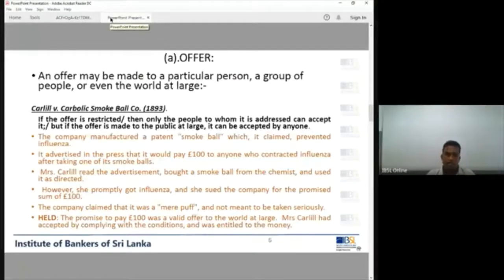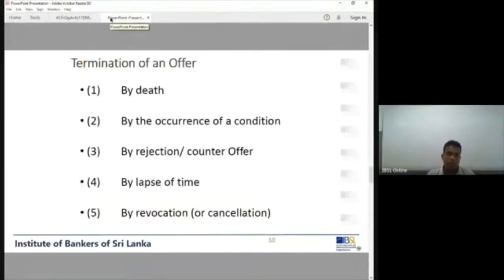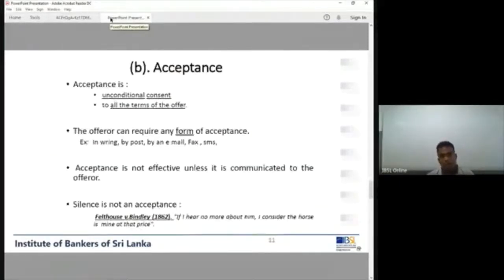Then we started studying offer. We studied this in depth, and we have to start from acceptance today. Offer, I said, is a promise which is capable of acceptance. Offer is a promise made by the offeror addressed to the offeree. The offeree can accept it, and the offer can be made to a particular person, to a class or group, or to the world at large.